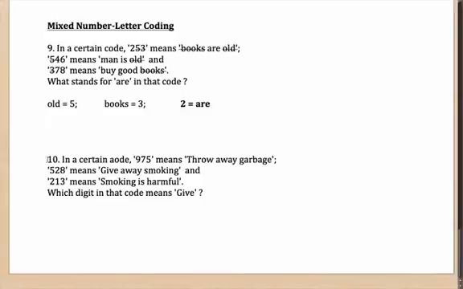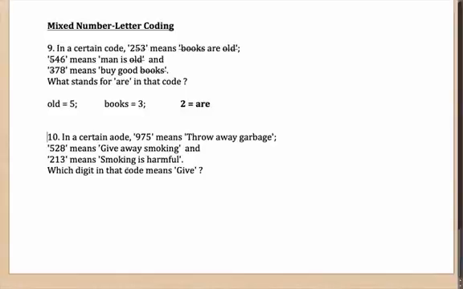975, throw away garbage. What is common? I can see that 5 is common in the first statement and the second statement. So let me just remove 5 and throw away garbage, give away garbage, or give away smoking. So away is common, which means that I get away as 5.